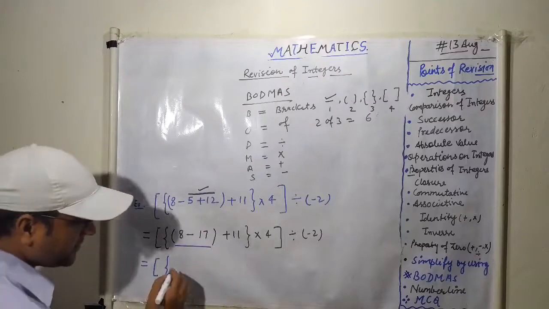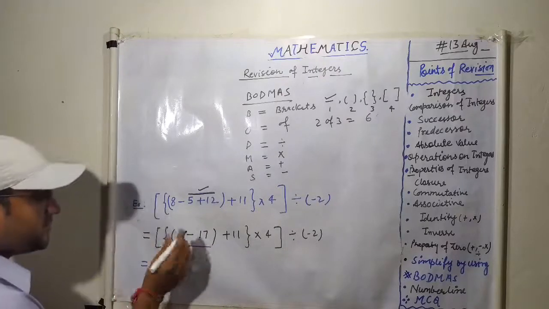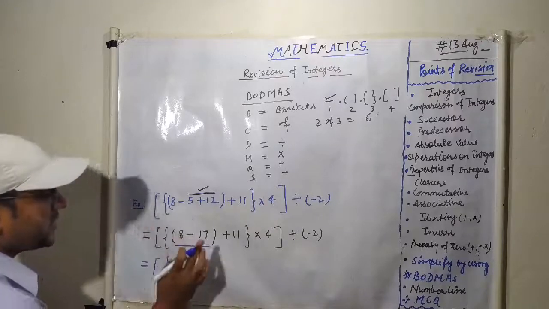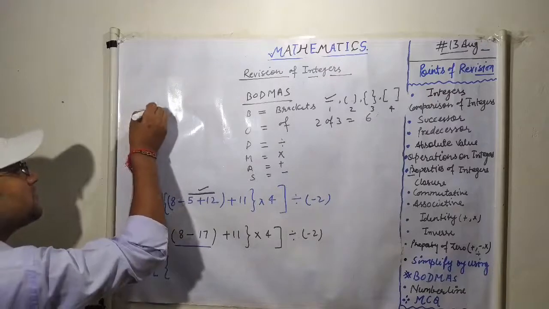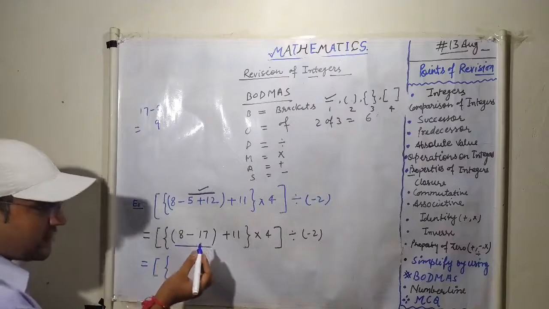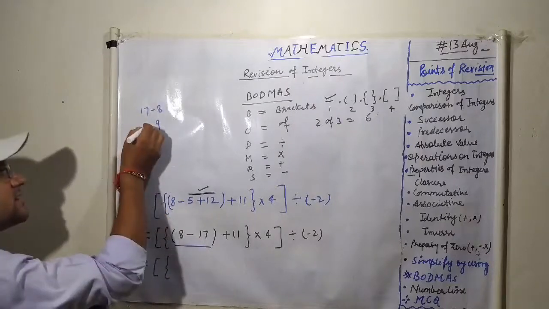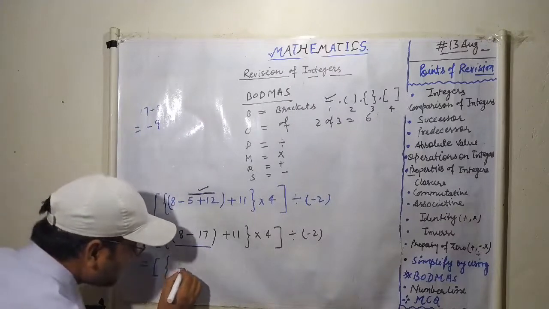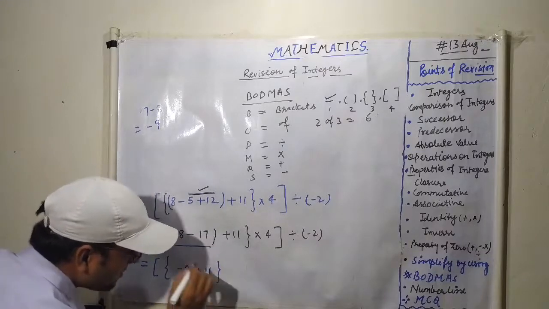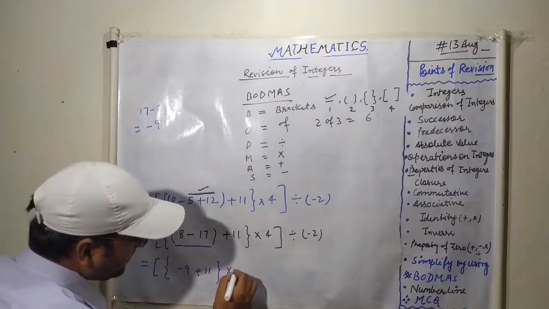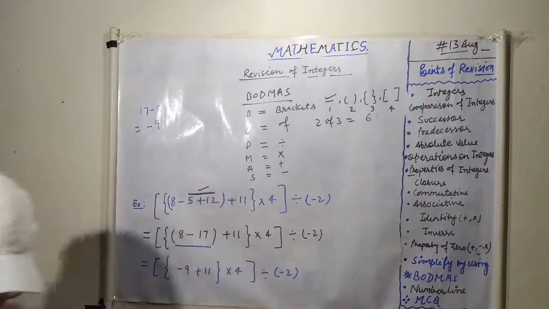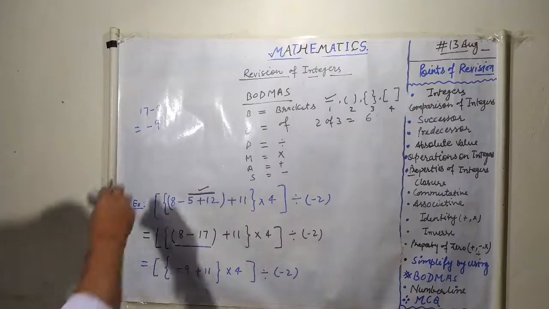8 minus 17, what will you get? Here one is a plus and one is a negative, so you always subtract the smaller one from the bigger one. 17 minus 8, you will get 9. Whose value is greater? This 17 is greater. What is the sign of 17? That is minus. So you will get minus 9. Here is a plus, so write this plus 11, close this curly bracket, multiply by 4, division and minus 2, students. Then after I am going to solve that curly bracket.